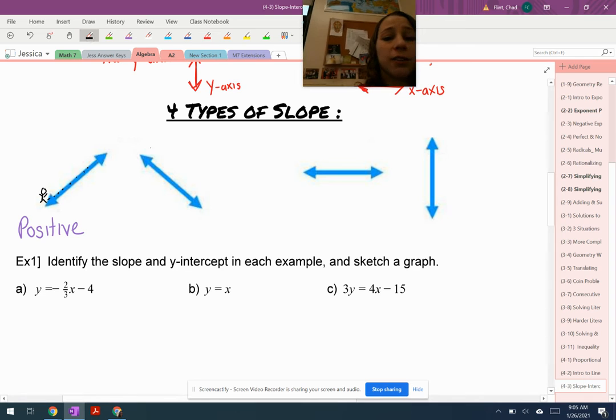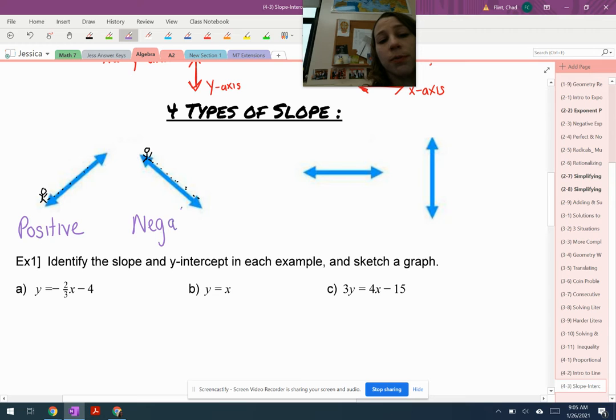And then on the other side, the flip side, if I'm looking at the second line and I'm my little person going from left to right, I'm walking down that line, meaning that that would be a negative slope.